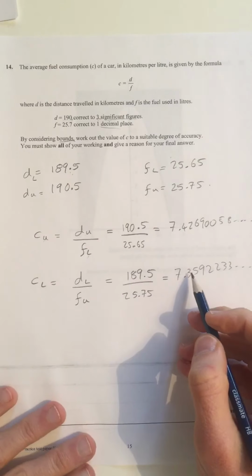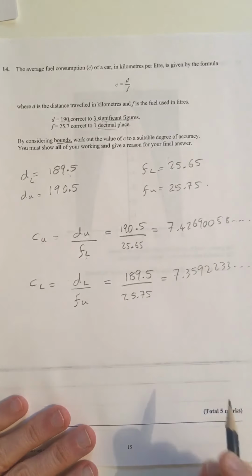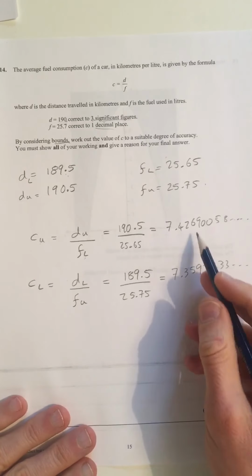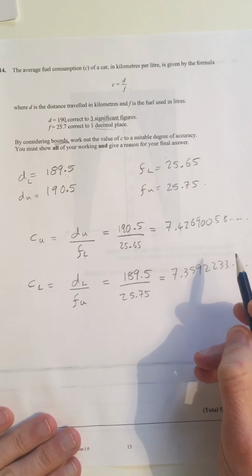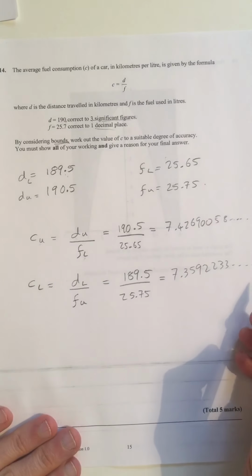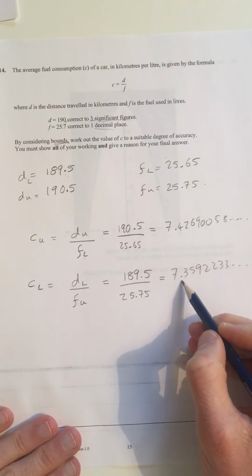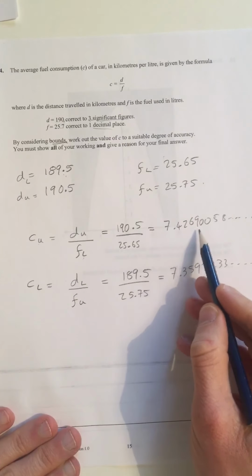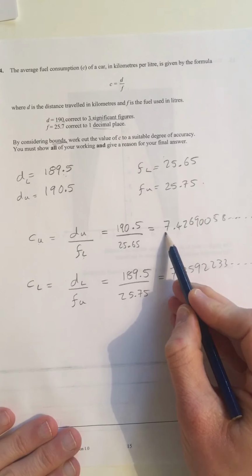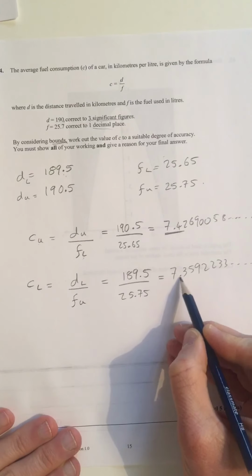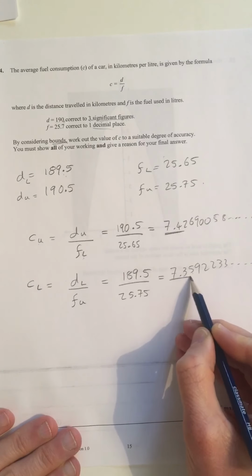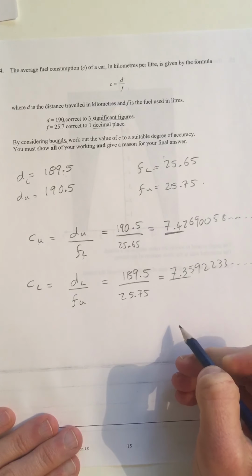So I know that the actual fuel consumption will be somewhere in between these two. I just need to compare them and say what a suitable answer will be. Well, I can see that they would both round to 7, and I could go one step further than that. I can say that this would round to 7.4 to 1 decimal place, and also this would round to 7.4 as well, to 1 decimal place.